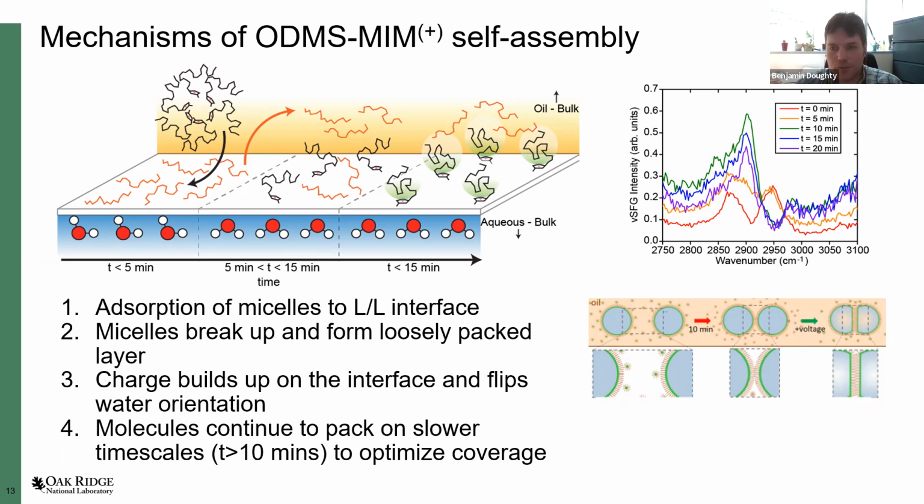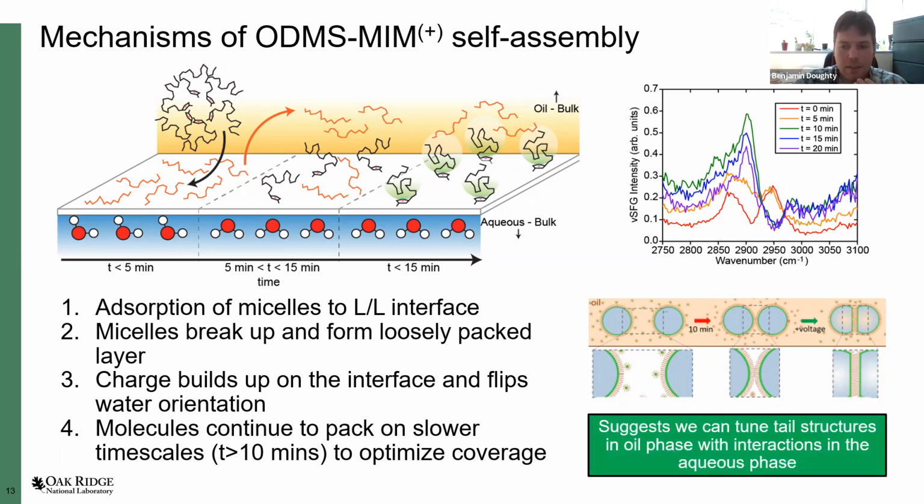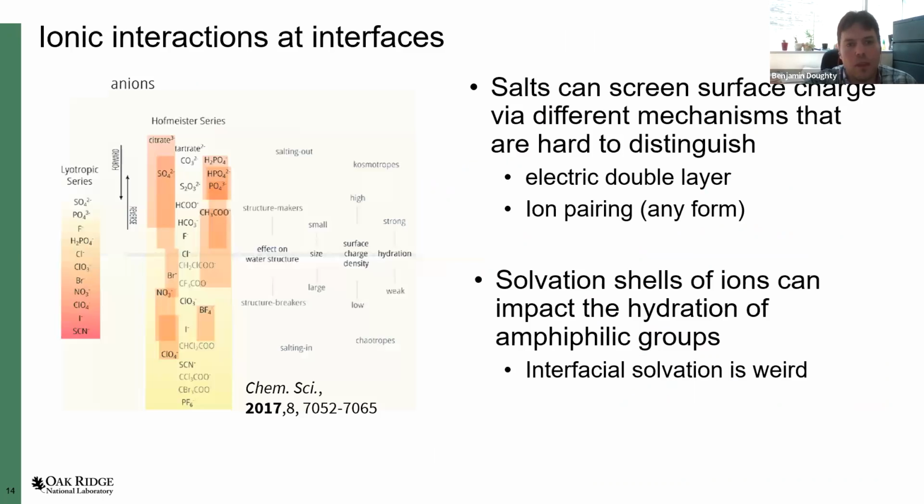So what they're doing now is they're working around this idea of ionic strength to make these devices better. But what we thought would be interesting is let's take this idea of the chloride and iodide behaving differently, and let's try and tune some of these interfaces using the ions, right? So these differences suggest that we can tune the oil phase interactions, or the interactions of the tails, using the ions in the aqueous phase.